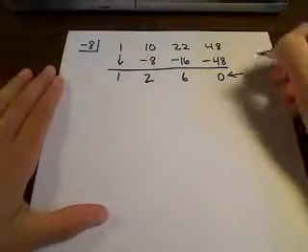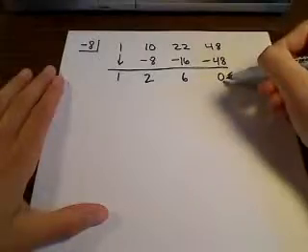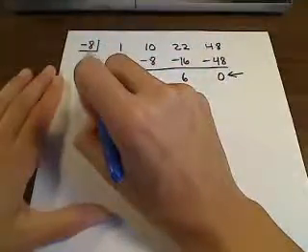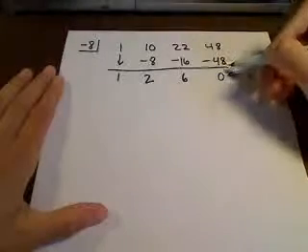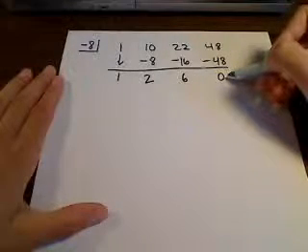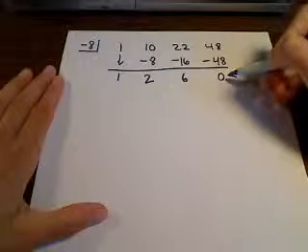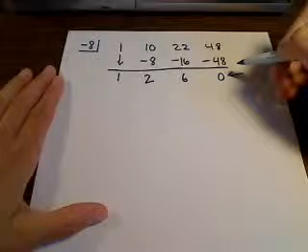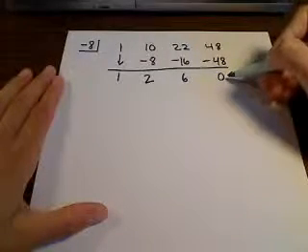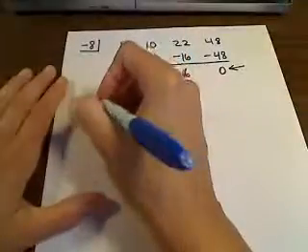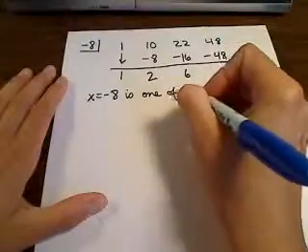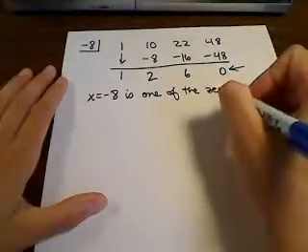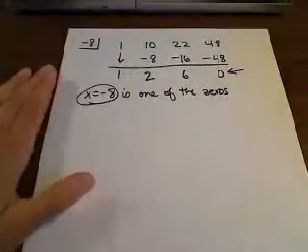This 0 right here tells me, because I have a remainder of 0, that negative 8 is a 0 of this function. If I get something other than a 0 right here, if I get any other number, then it's not. You just cross it off your list and keep going, using the synthetic division until you find a 0. So this tells me that x equals negative 8 is one of the zeros. Okay, good. Well, we have 2 more to find.